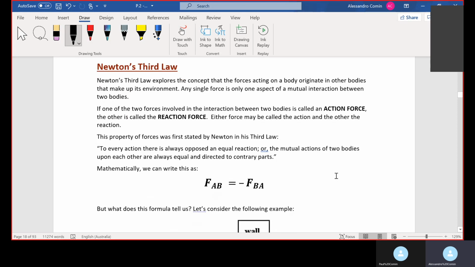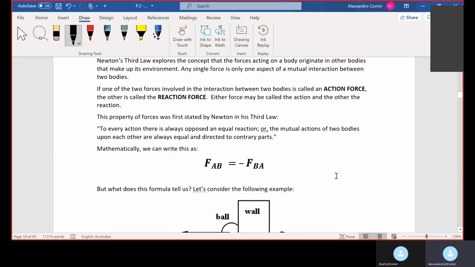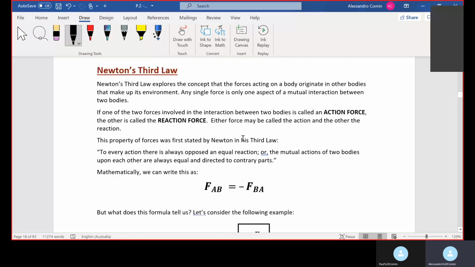Okay, so the last thing is Newton's third law. So we kind of touched on it in regards to the normal force, but what is Newton's law? Well, very simply, it is: to every action there is always opposed an equal reaction, or the mutual actions of two bodies upon each other are always equal and directed to contrary parts. That's a bit of a mouthful, but what does it mean?